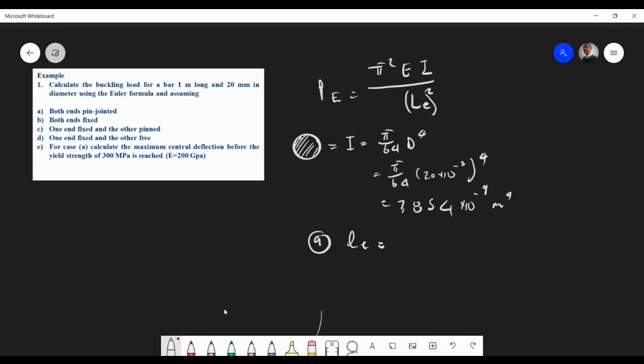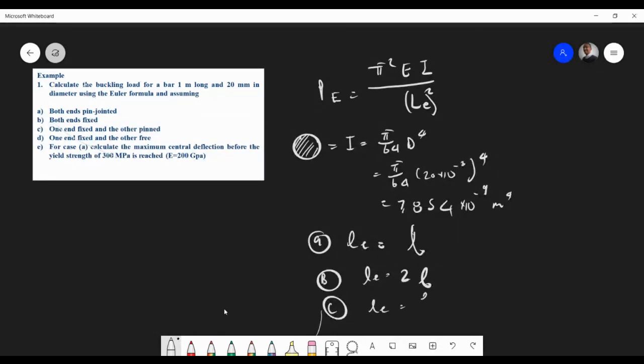What I want you to do now is, for the first condition for A, they're both pin jointed, and what that really means is they're free to move, and your equivalent length in this case will be equal to L. For your next condition, they're both fixed. Make sure you know this. That's 2L.